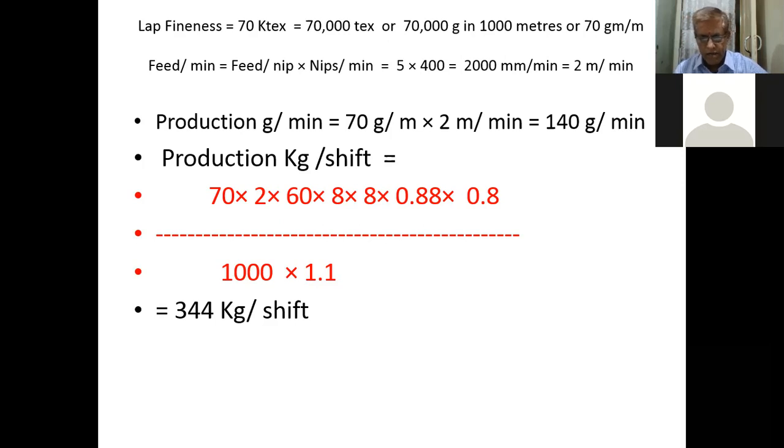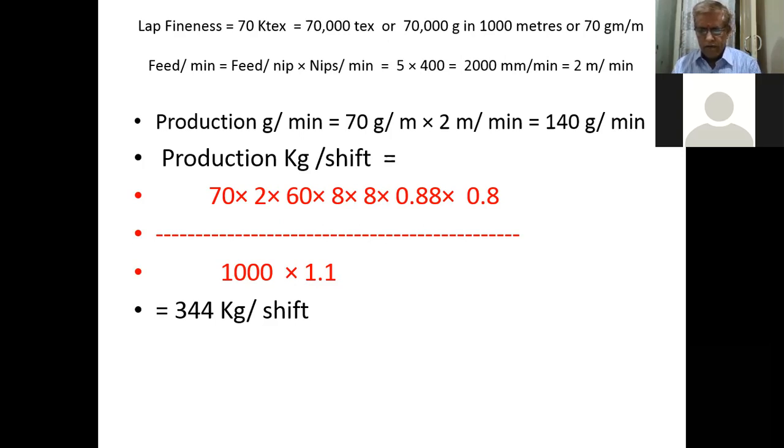So the production in grams per minute can be calculated: 70 grams per meter into 2 meters per minute. If we multiply, it will be 140 grams per minute. Means 70 gram per meter into 2 meter per minute, if we multiply, meter will cancel out. The result will be 140 gram per minute.